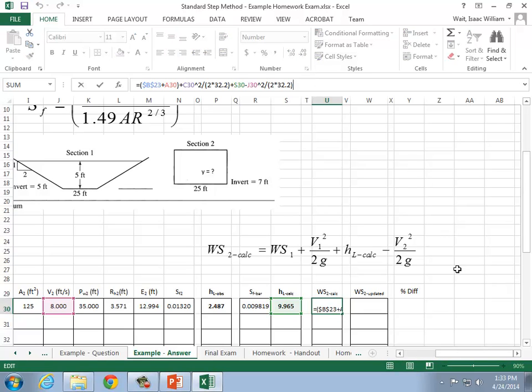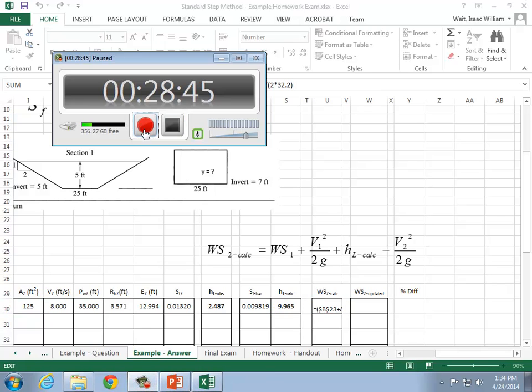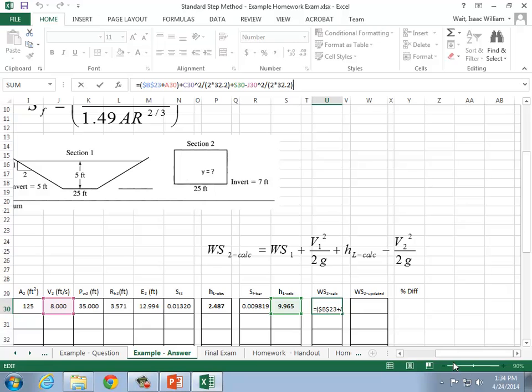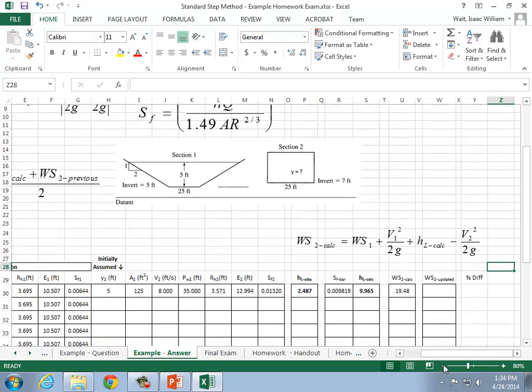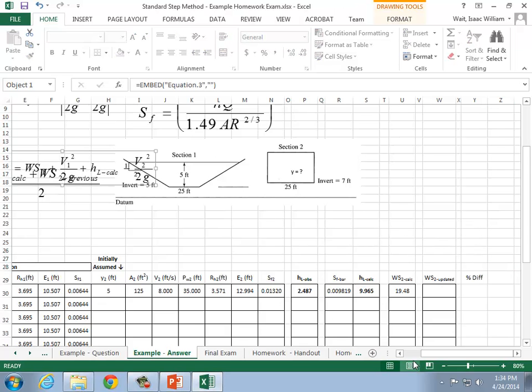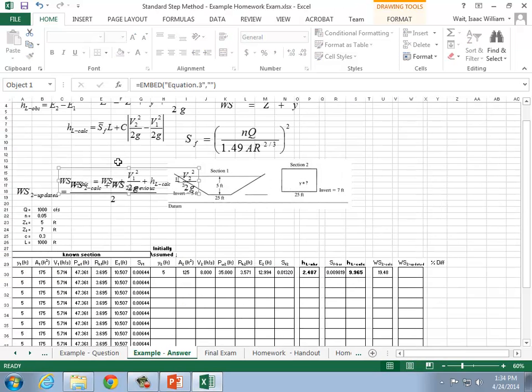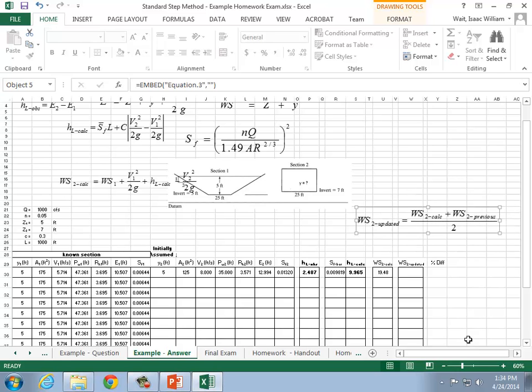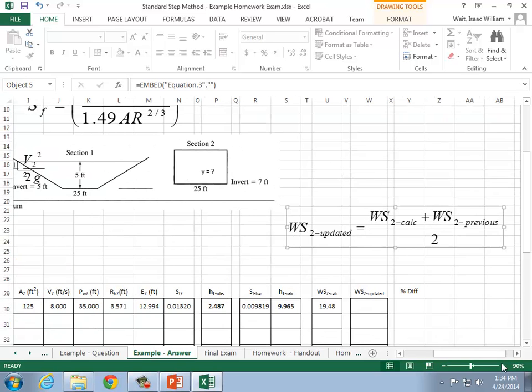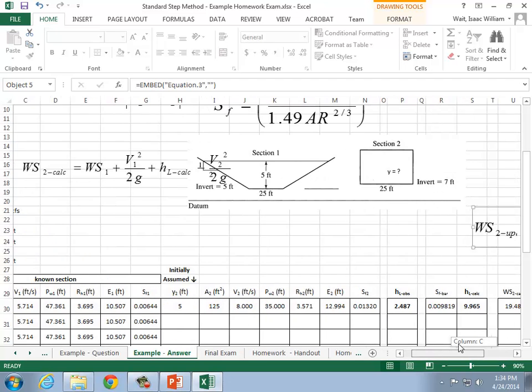That was our calculated water surface at 2. Finally, let me move this water surface formula out of the way, and we'll do the updated. Okay, so to get the updated water surface calculation, we have to average what we just calculated with the previous estimate.